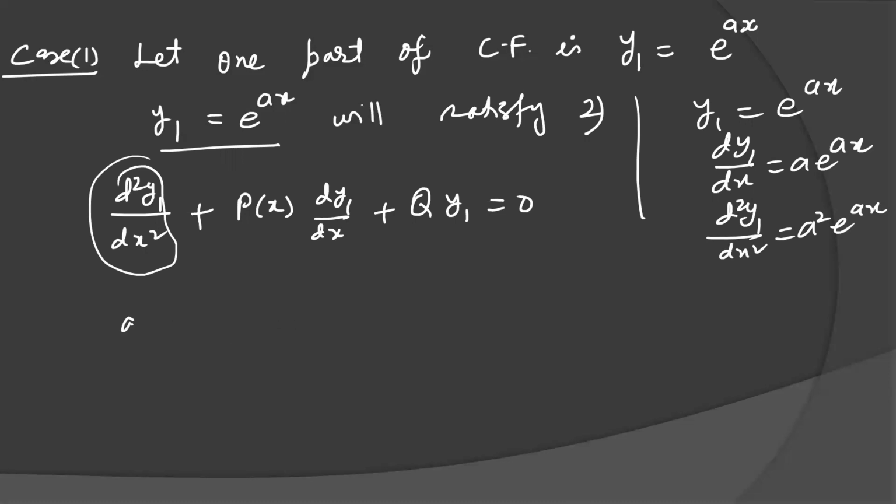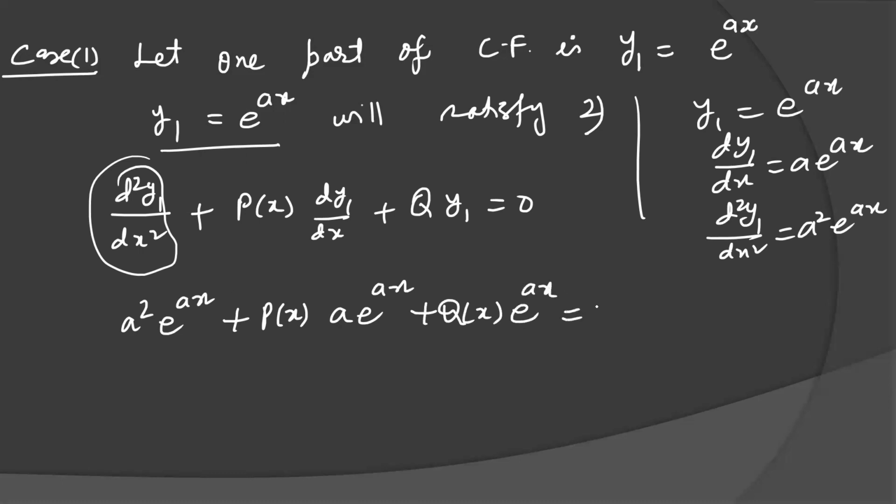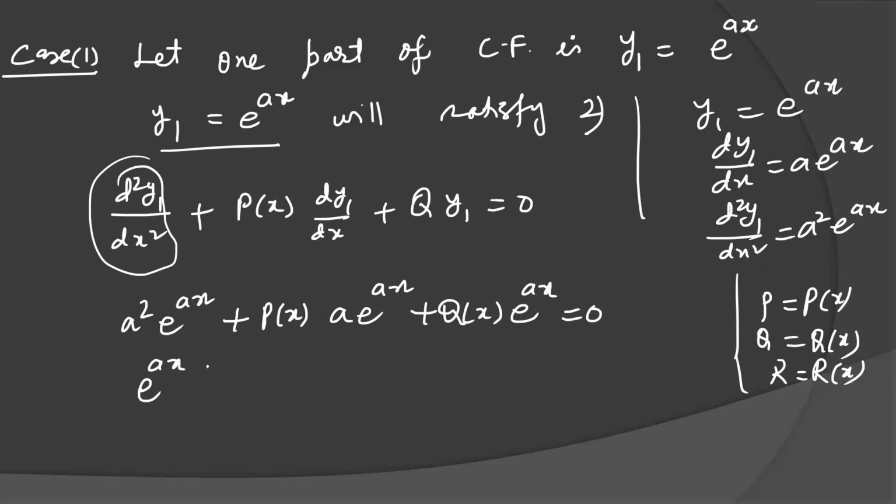Put these values here. A square e to the power ax plus px into a e to the power ax plus qx into e to the power ax equal to 0. Now I'm using p in the place of px and q in the place of qx. It is understood now that p, q and r are functions of x. It is understood. E to the power ax we can take common. So we can write a square plus pa plus q equal to 0, where p and q are functions of x.